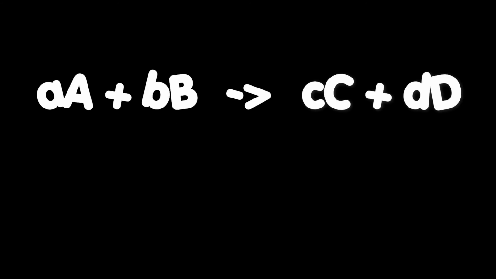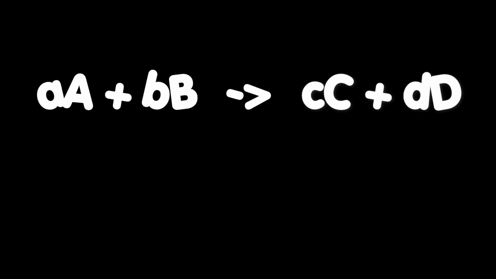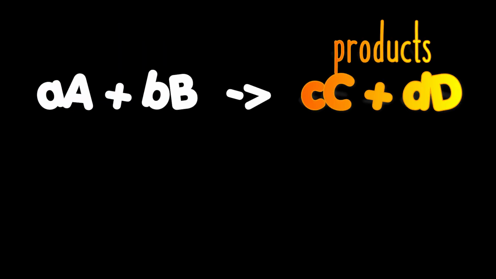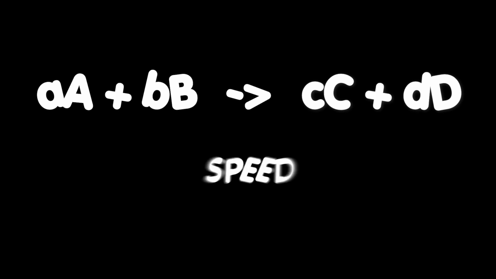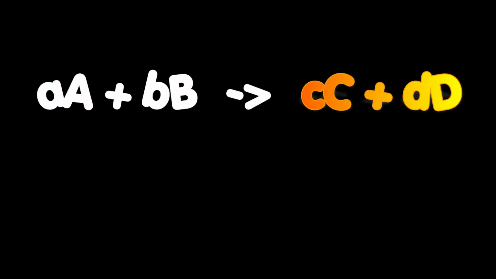Let us say for example, we have a reaction here. As you can see, it is separated by a single arrow, indicating that such reaction will come to completion, or if you will put it simply, it is irreversible. This arrow divides the reaction into two parts, the reactants on the left and the products on the right. The reaction rate is the speed that these reactants are converted into these products.